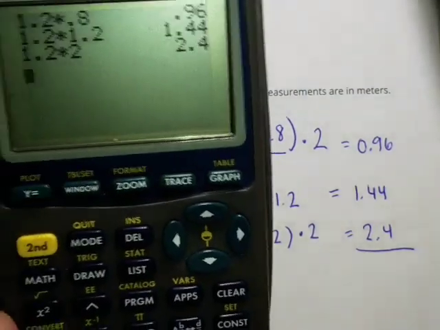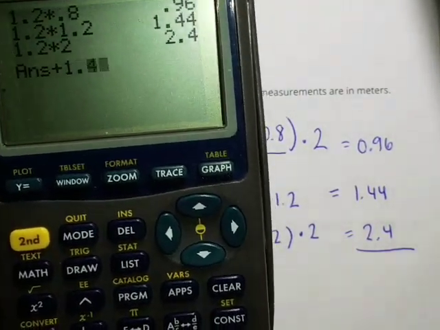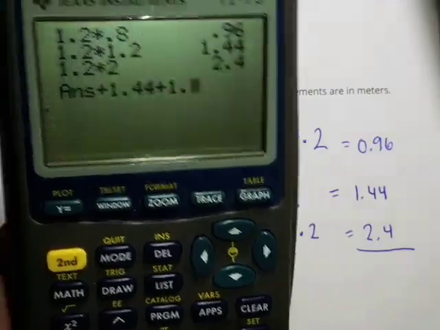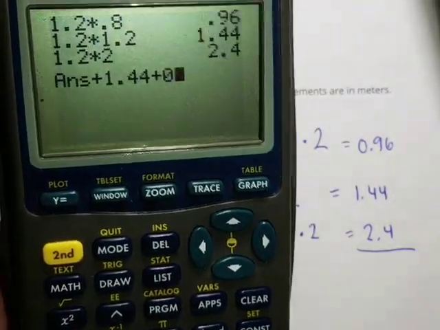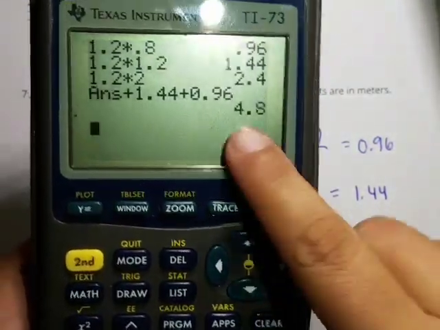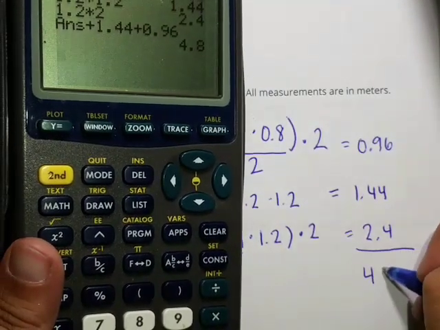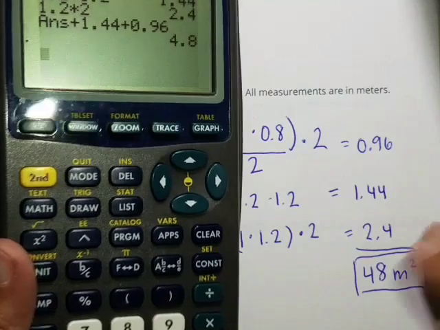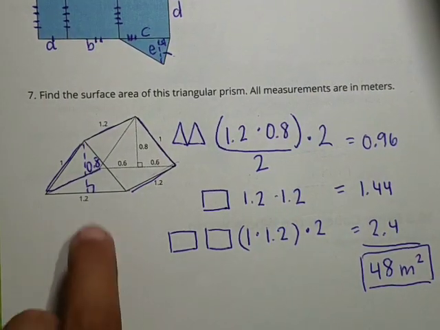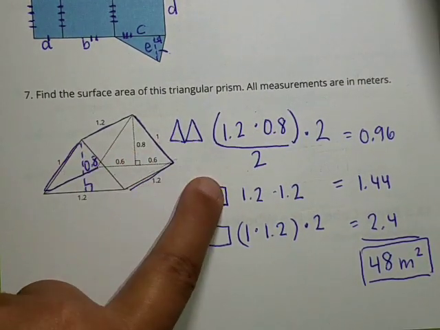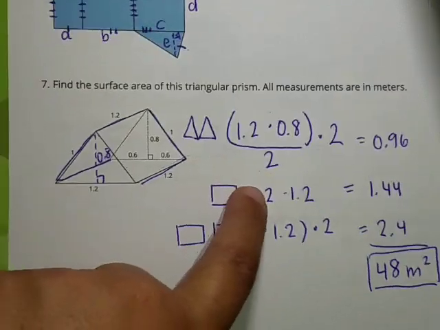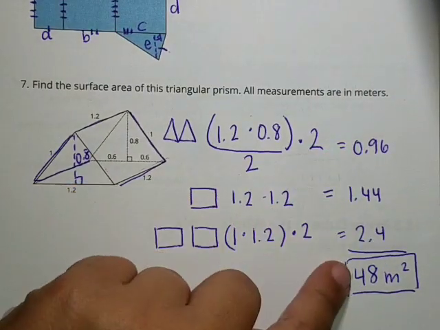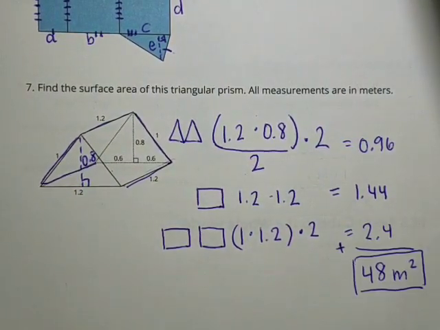And then when I add all this together, 2.4 plus 1.44 plus 0.96 is 4.8 meters squared. So I like to break up my shapes into their individual faces, and then I also like to draw them to make sure that I got all the faces, and then I write them out, I give their products, and I add them all together for their total surface area.